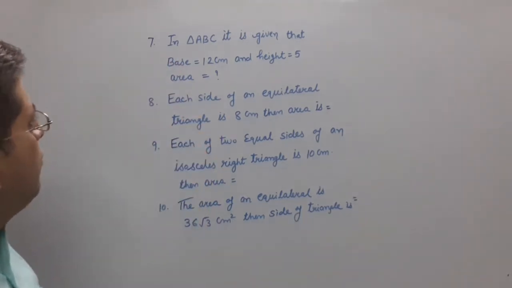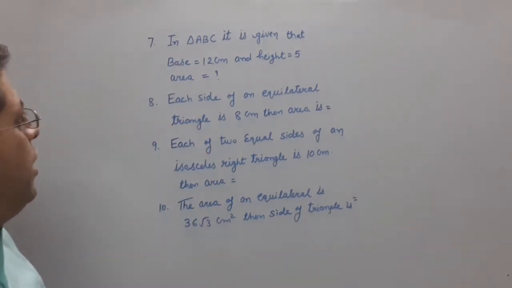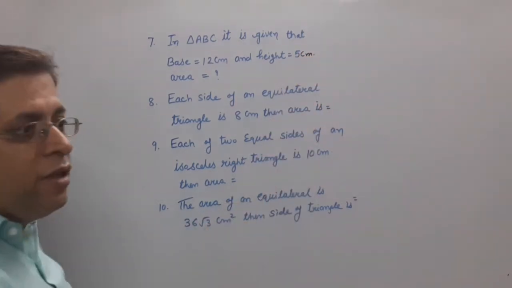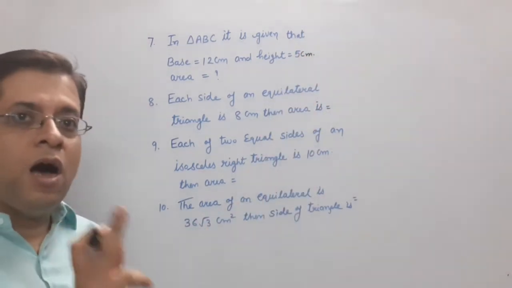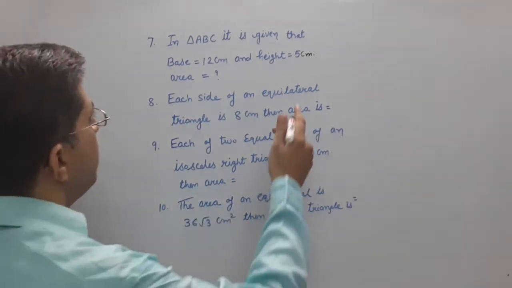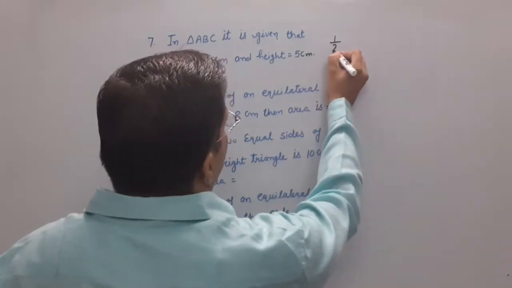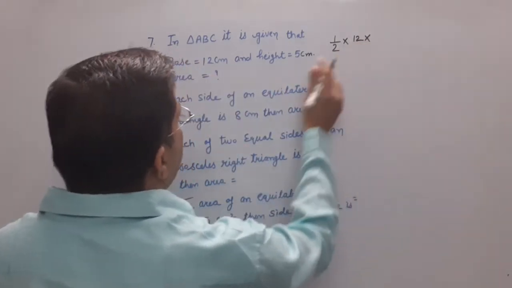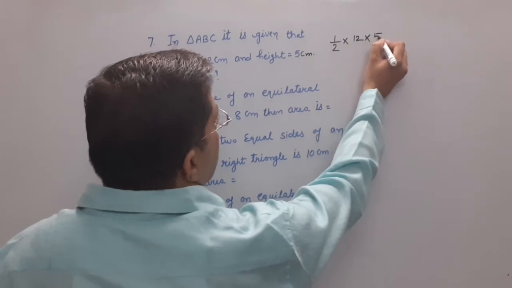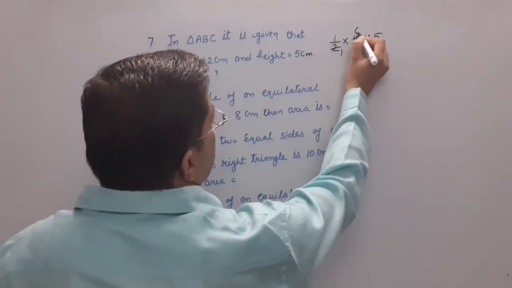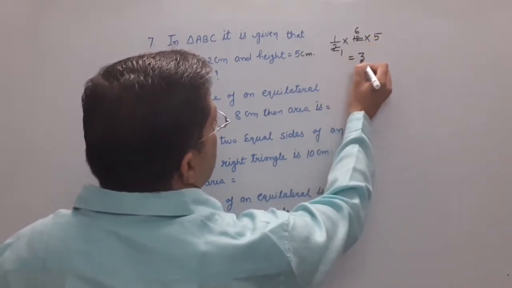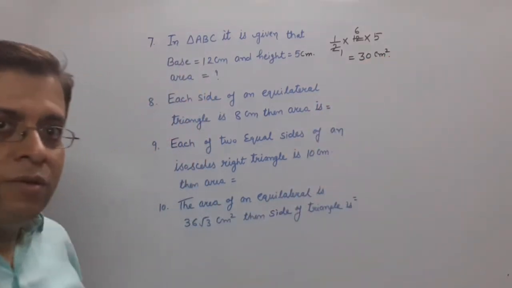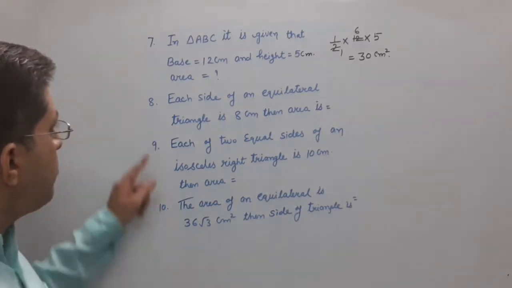In triangle it is given that base is 12 centimeter, height is 5 centimeter. Find its area. What is area of triangle? Half base into height. That is your half. What is base? Base is given 12. And what is height? Height is given 5. Okay, 2 1s are 2, 2 6s are 12. That is 5 6s are 30 centimeter square. This is your answer. Come on the next question.